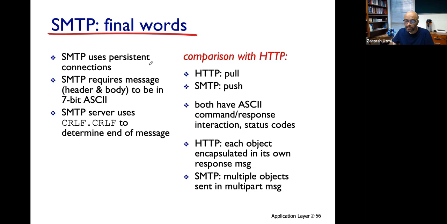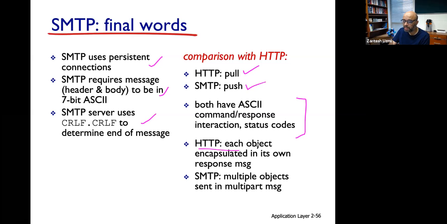So SMTP uses persistent connections. SMTP also requires the messages to be ASCII. Carriage return line feed is used to end them. And the comparison with HTTP, as we had explained, is that HTTP is pulling the HTML file, SMTP is pushing the message to the mailbox of the recipient. Okay? Both have ASCII command responses.